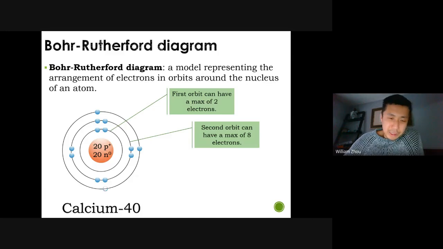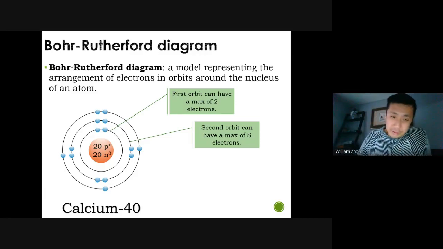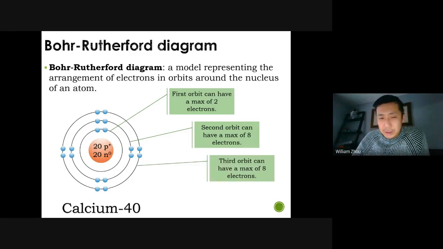Okay, so 3 on the bottom, and then 4. And then, of course, you would go 5. Now you pair them up because you run out of space. Electrons don't want to be paired unless they absolutely have to. And go 6. And then 7 on the bottom. And 8 on the left. And that is the third orbit.